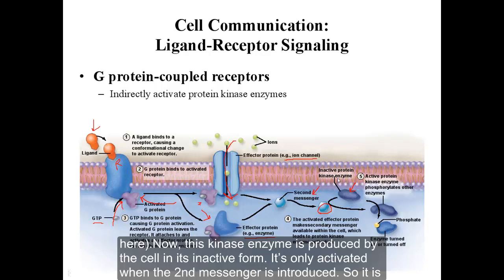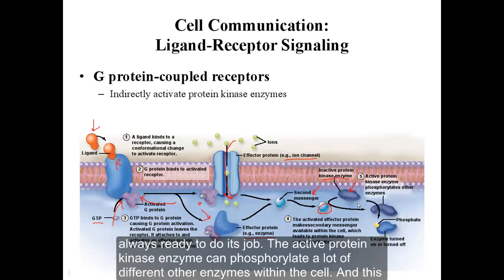Now this kinase enzyme is produced by the cell in its inactive form, and it's only activated when the second messenger is introduced. So it is always ready to do its job. Now the active protein kinase enzyme can phosphorylate a lot of different other enzymes within the cell, which you see here.